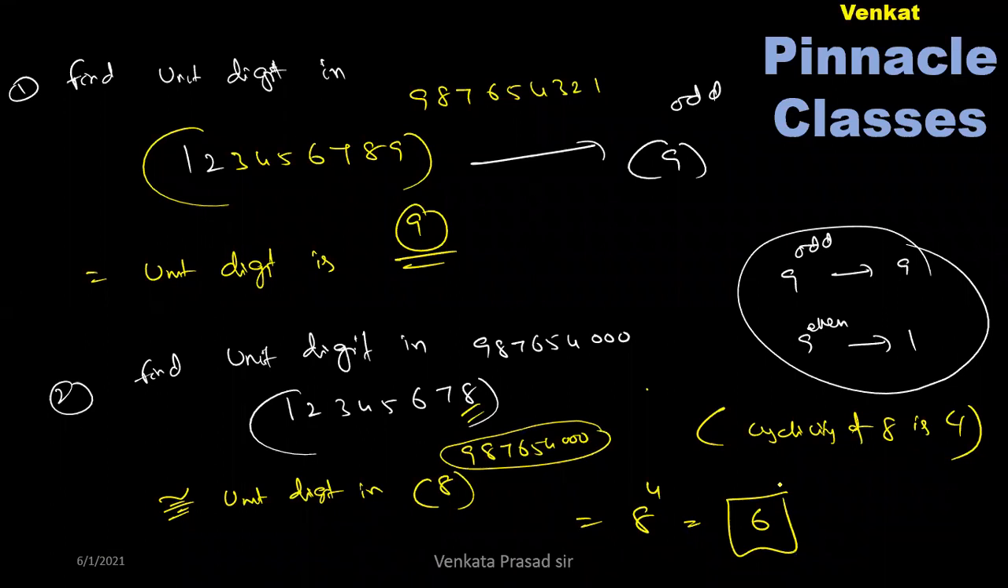Okay, now that's the meaning. Whenever you divide with 4, the remainder is 1, 2, 3. If you are getting 0, then in the place of 0, you have to take 4. Like that.